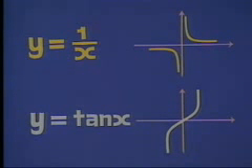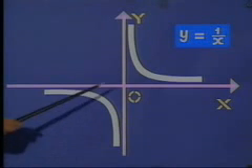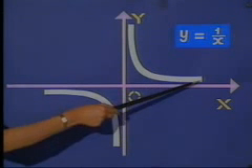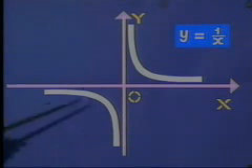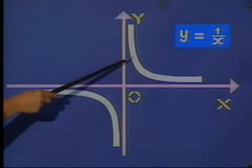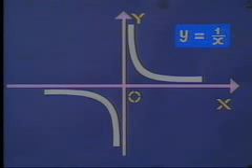Look at these two curves. The first one is given by the equation y equal to 1 by x, and the second one is given by y equal to tan x. Let's look at the first one in detail. What happens as x goes on increasing? You can see that the curve comes nearer and nearer to the x-axis. Similarly, as y takes larger and larger values, the curve comes nearer and nearer to the y-axis. Thus, both x and y-axis are asymptotes of this curve.